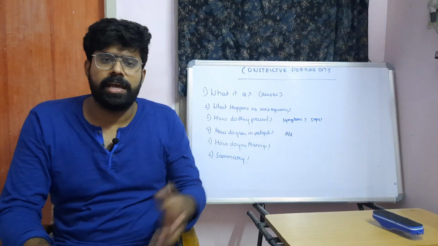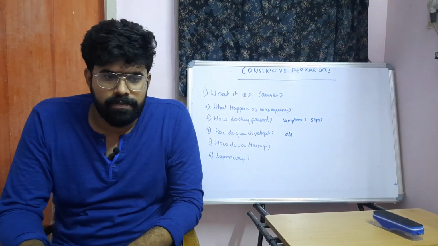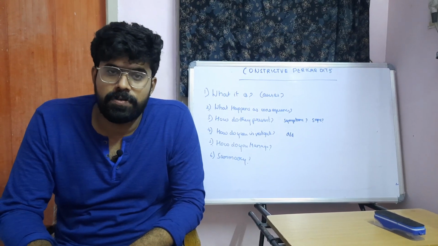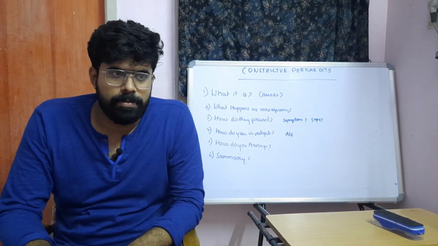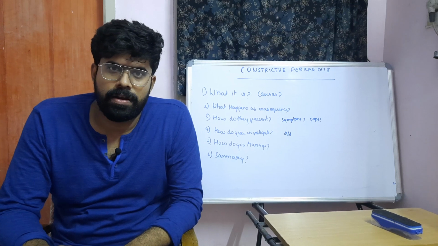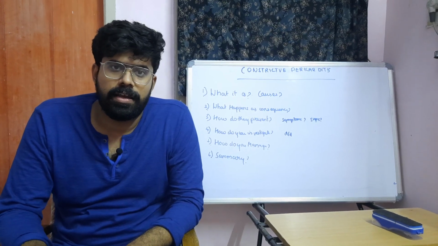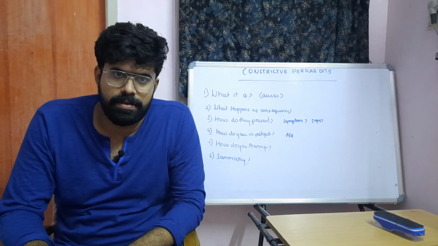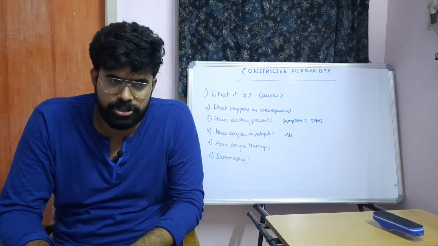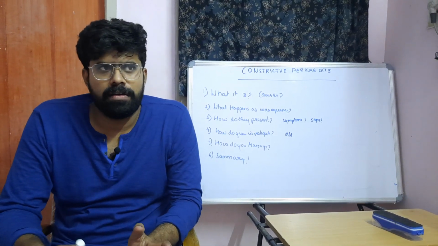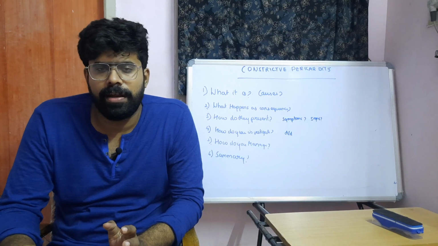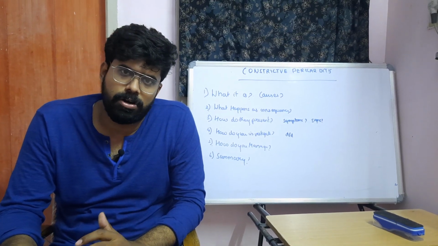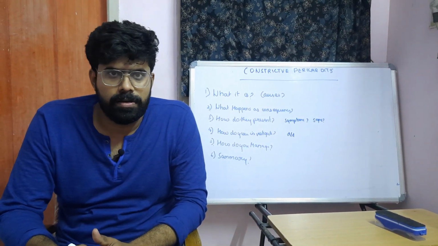So what are the differential diagnoses for constrictive pericarditis? First differential diagnosis is cor pulmonale. Cor pulmonale is right ventricular hypertrophy and right ventricular dilatation occurring in a case of chronic lung disease, secondary to pulmonary hypertension. Here the findings of underlying chronic lung disease can help to differentiate cor pulmonale from constrictive pericarditis.